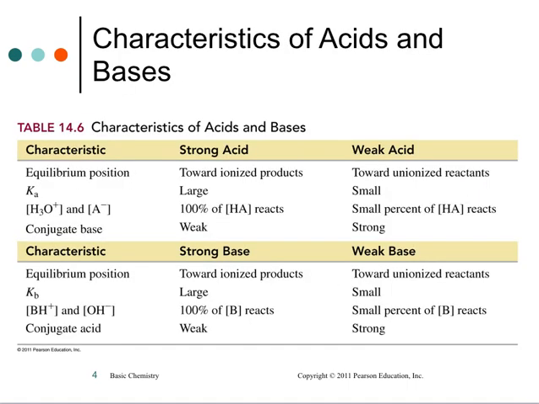So what we're going to see is a K sub A, and that's what we're going to call it. Remember your constant, we call it a capital K. We're not going to call it a K sub C. Instead, we're going to call it a K sub A. If it shows up mostly as products, which are your ions broken apart, then you're going to have a very large K sub A. If it's mostly going to show up as reactants, which remember is your molecule, we're going to have a very small K sub A.